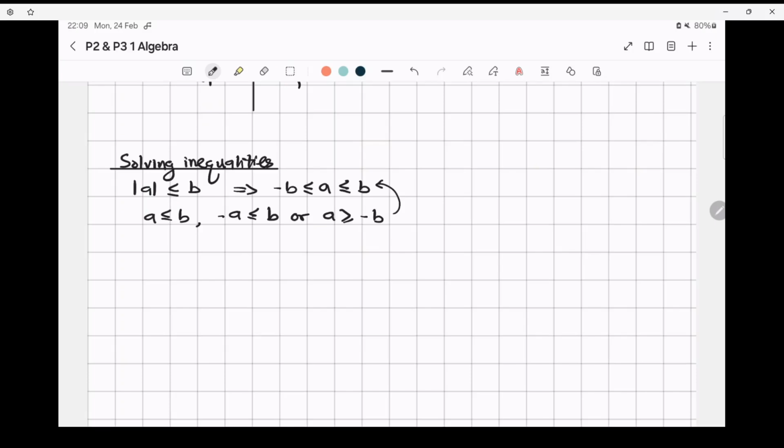Okay. So when you have modulus a greater or equals to b, for instance, it means a has to be smaller or equals to -b, and a has to be greater or equals to b. So you can use the same approach that I did, finding the positive part. So this is the positive part, and then the negative part, and you would get to the same answer. So you just need to remember these 2 points.